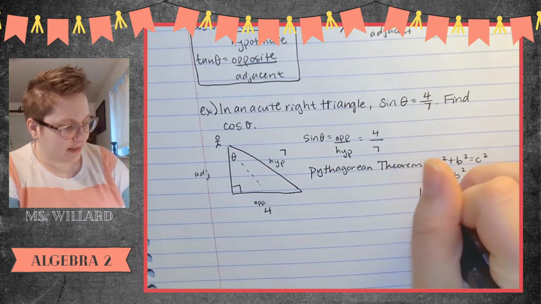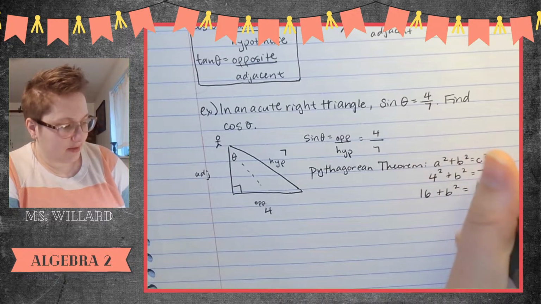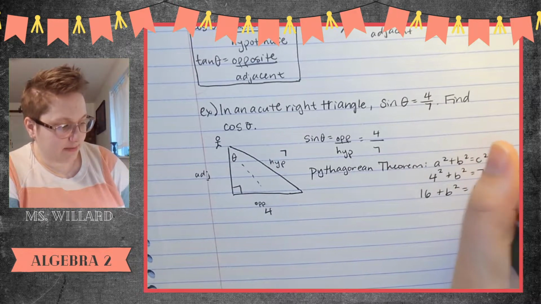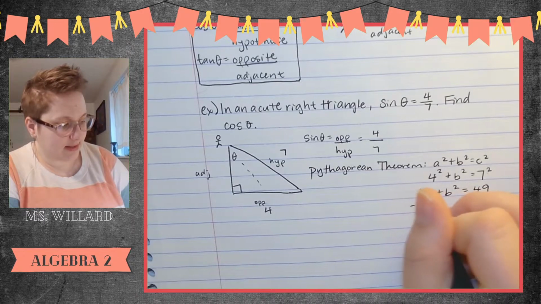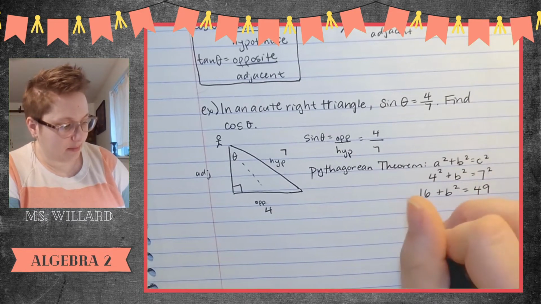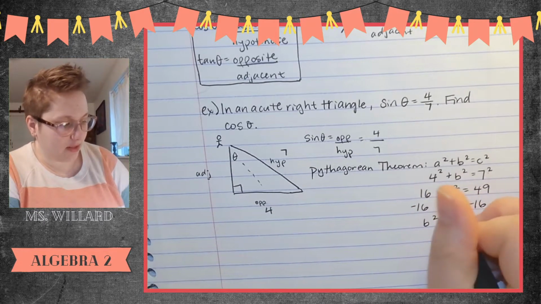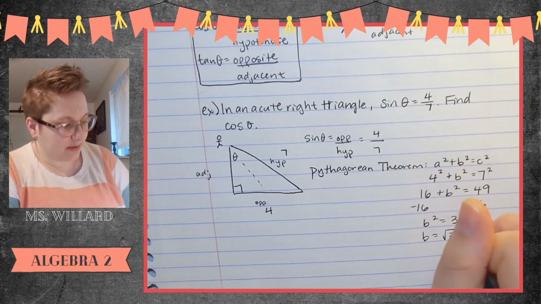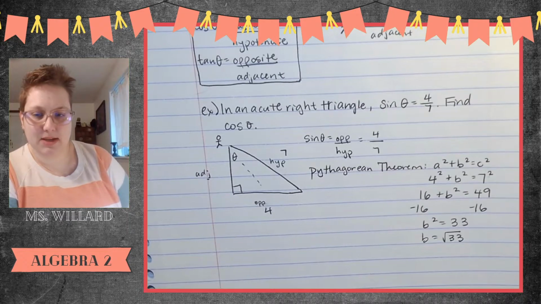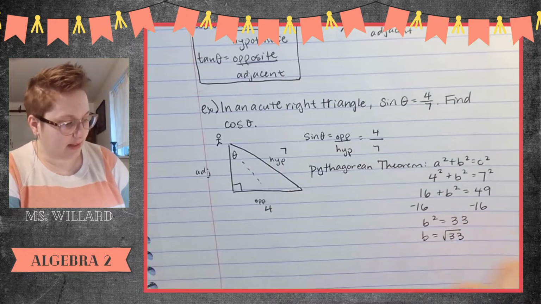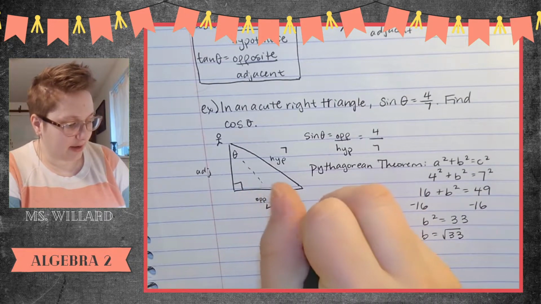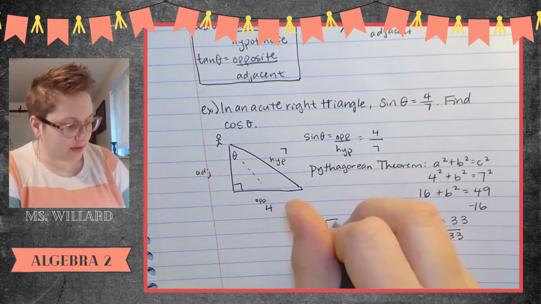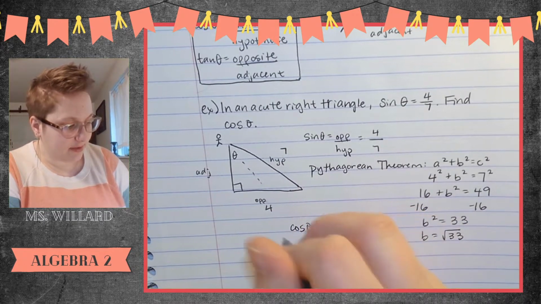4 squared is 16. 7 squared is 49. I'm going to subtract the 16 from the 49, and I get that b squared equals 33. Well, then b equals the square root of 33. So that's the adjacent side. So what that tells me is that cosine of my angle equals the square root of 33 over 7.